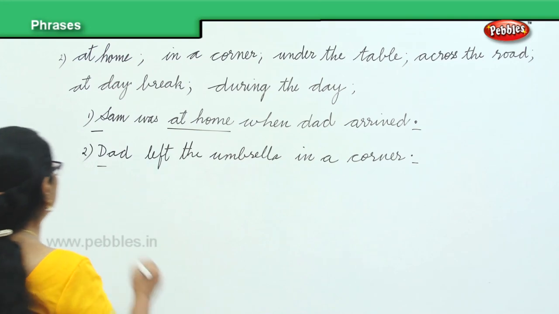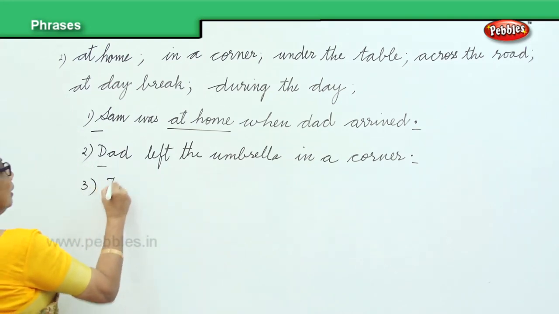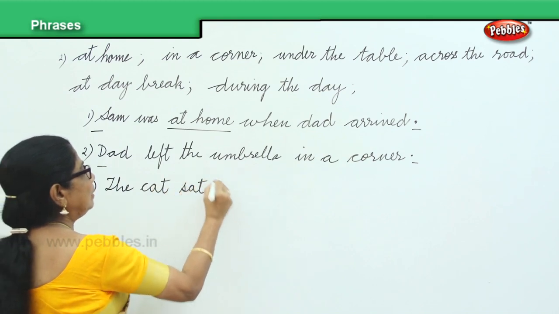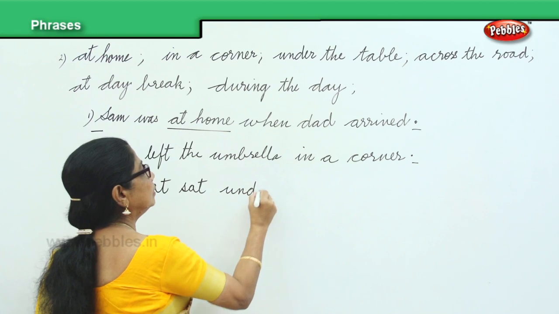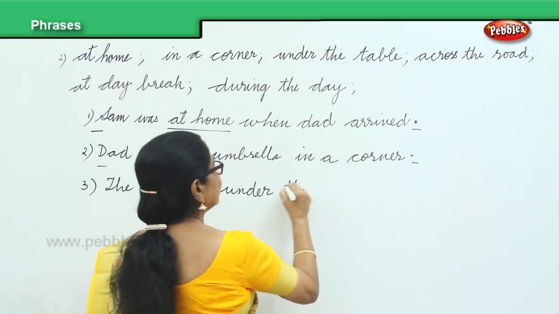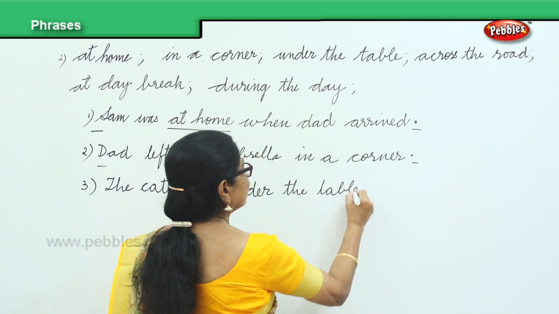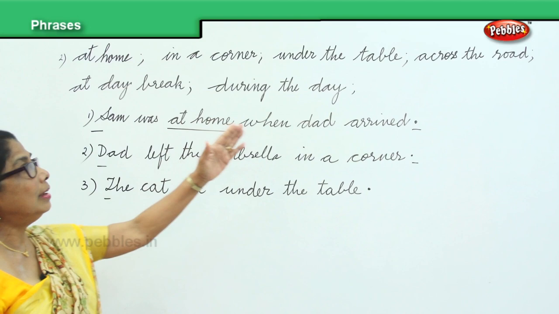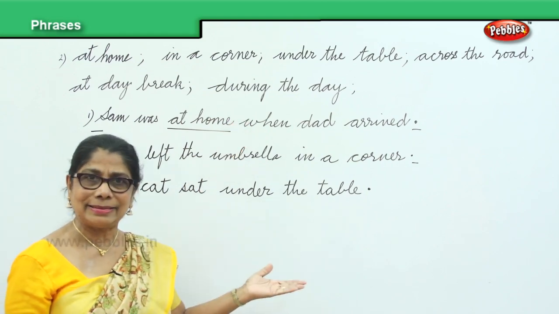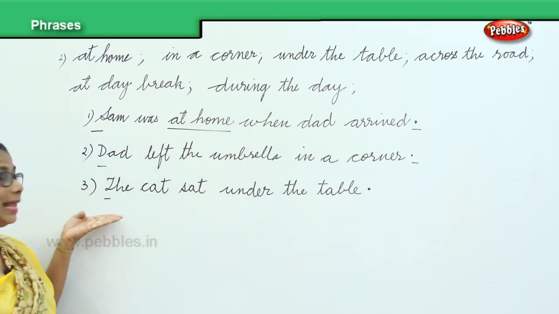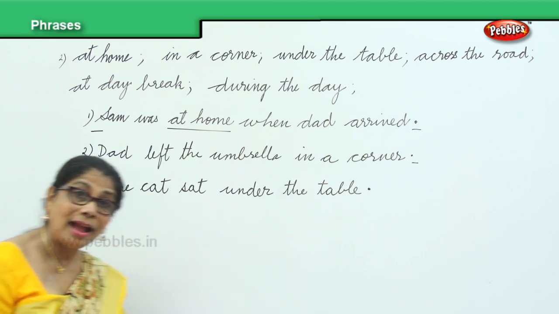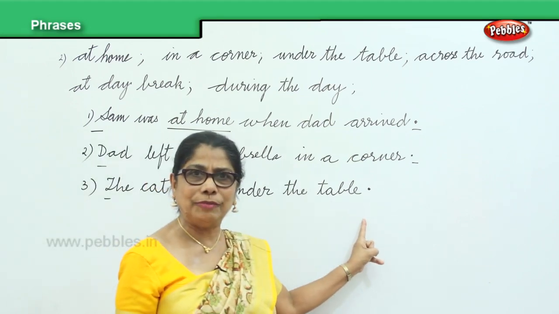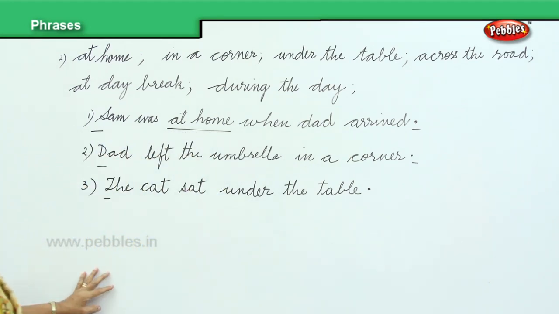Under the table. Okay? Under the table. The cat sat under the table. And we end with the full stop. We begin with the capital letter. Under the table makes sense, but not complete. So we say, the cat sat under the table, begins with the capital letter, ends with the full stop. What is the next group of words we have?